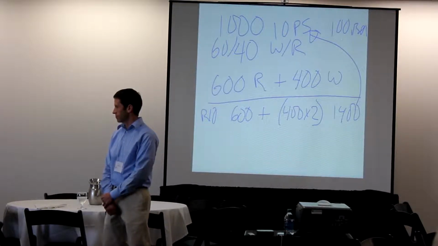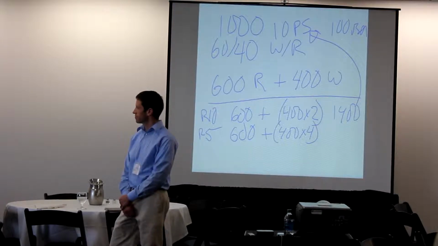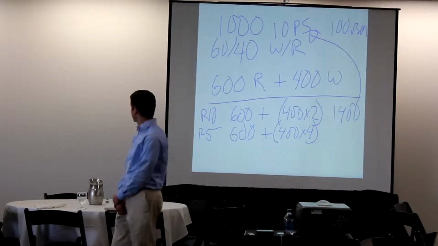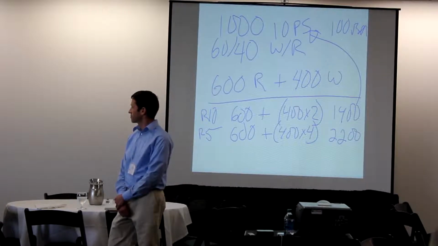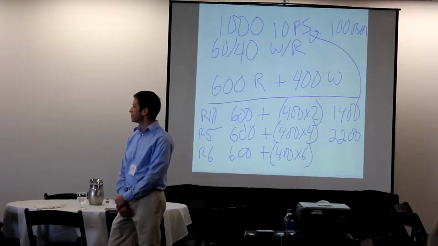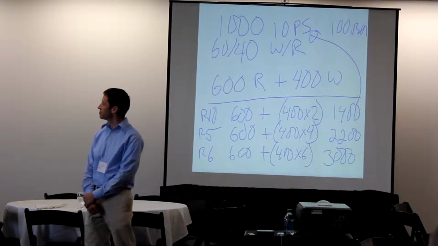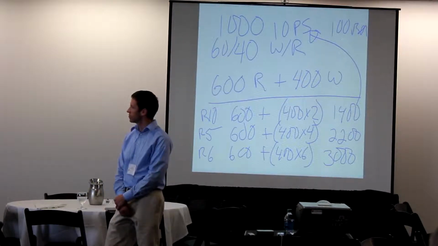If you're at RAID 5, you'd have 600 plus 400 times 4. 4 times 400 is 1,600, that's 2,200 IOPS. RAID 6 is 600 plus 400 times 6, that's 3,000. I'm an engineer, I can't do math. So basically, your RAID type really drives whether you can support those virtual desktops.